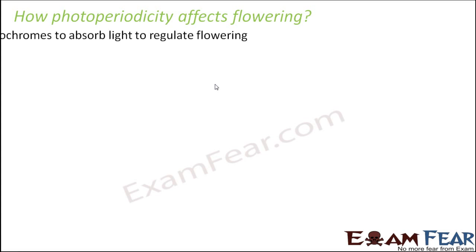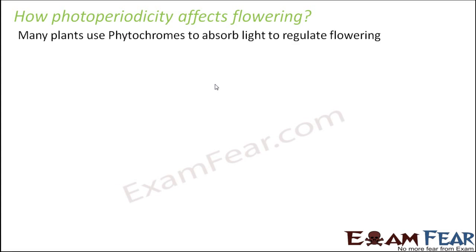Okay, so now there are a set of complexes present inside many plants which are responsible for this phenomenon of photoperiodicity, and this set of complexes are called phytochromes. Phyto means plant, chromes means a chemical substance. So phytochromes. Now what is their job? Their job is to absorb light, to regulate flowering. So they are the ones responsible for absorbing light.